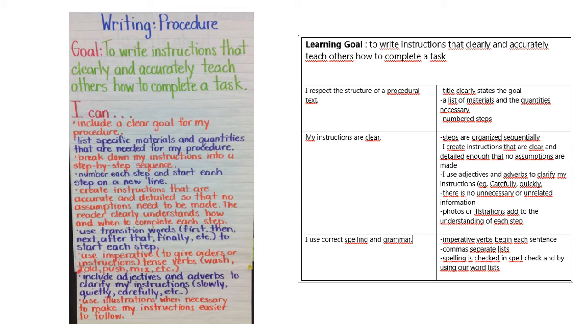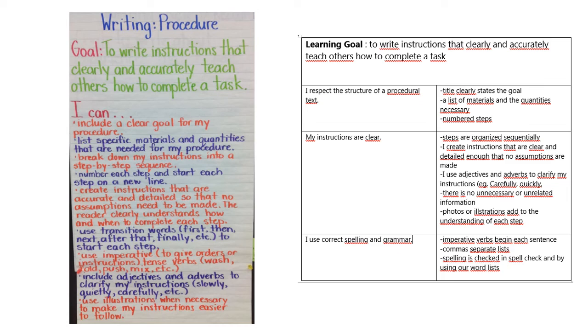I have an example here of how to use the criteria for this example of the procedural text. First of all, you will ask the students what a good procedural text will look like. And on the left, you can see an example of the teacher has written down everything that the student said. So I include a clear goal, list specific materials, break down my instructions, number each step, create instructions that are accurate and detailed so that no assumptions need to be made. The reader will clearly understand how and when to complete each step. I will use transition words, use the imperative, and include adjectives and adverbs to clarify my instructions. I'll use illustrations when necessary to make sure my instructions are easy to follow.